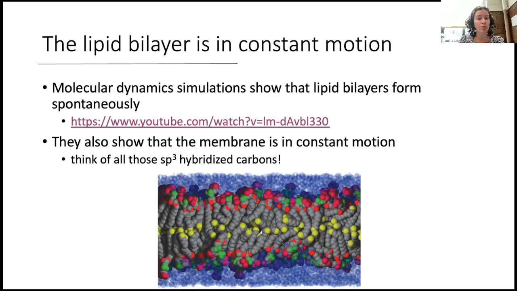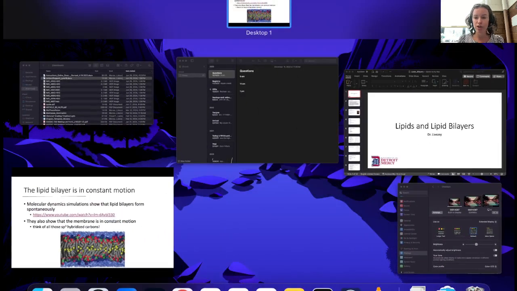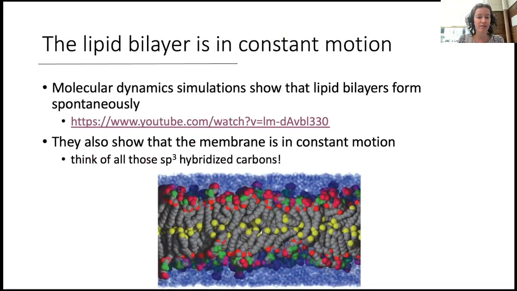So I want to show you this video. One thing you want to look at: how much are these lipids moving? Are they moving back and forth through the membrane? But the other thing that I'm using this video to show you is, again, another example of the hydrophobic effect. You'll see these lipid bilayers form spontaneously, and this is going to be driven by the entropy of water. So let's go ahead and start this video.